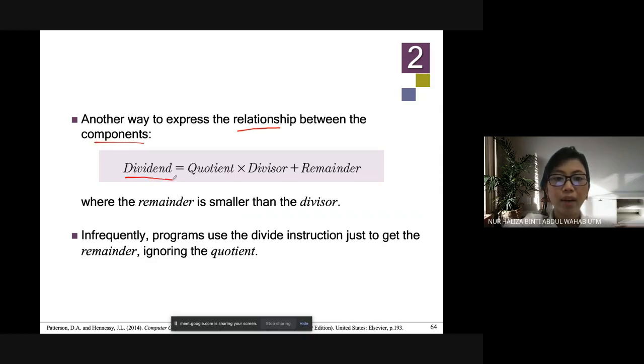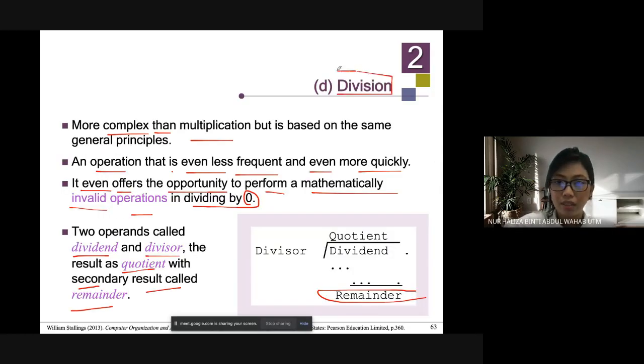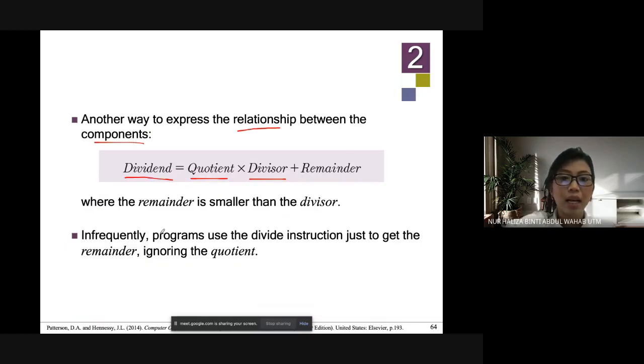So you have the dividend equal to the quotient multiplied with the divisor plus the remainder. So this is basically what happens in your division. So you have division basically, but what happens inside is basically the adding process and also multiplication. Where the remainder is smaller than the divisor. So infrequently, a program uses the divide instruction just to get the remainder, ignoring the quotient.